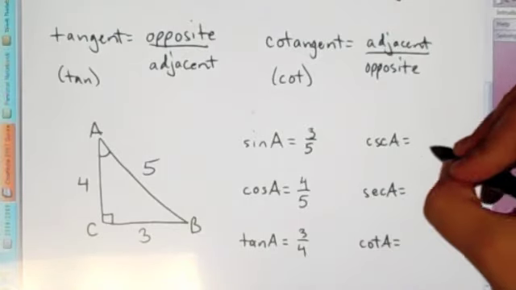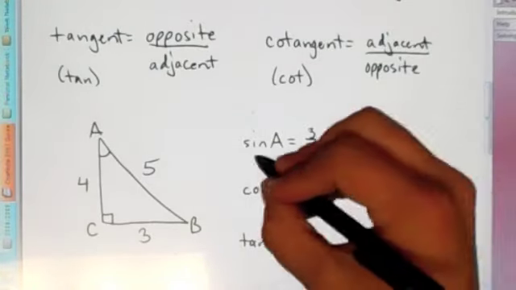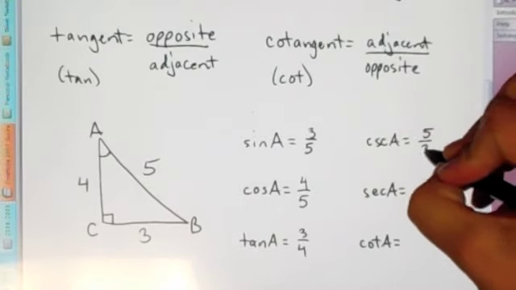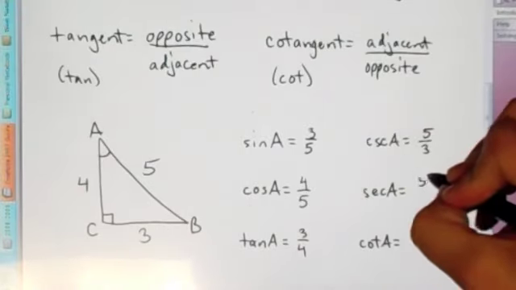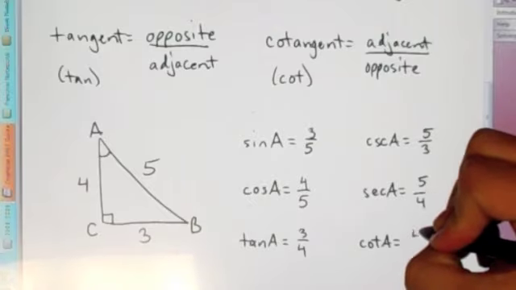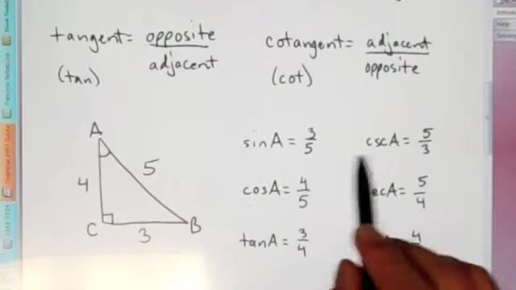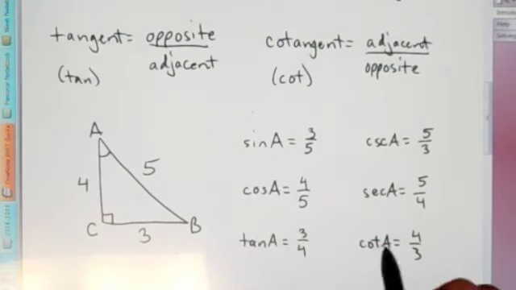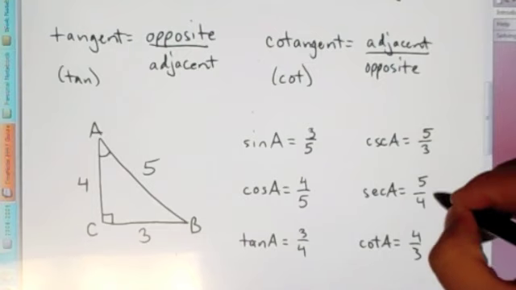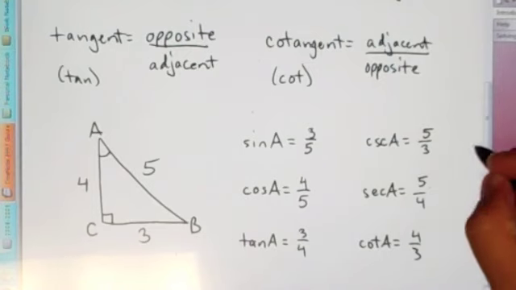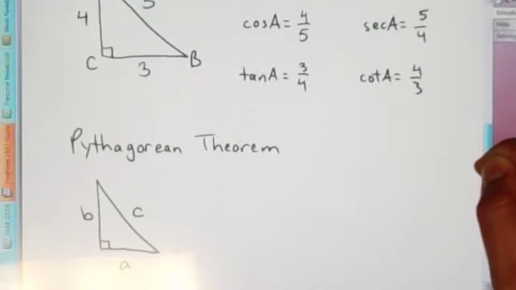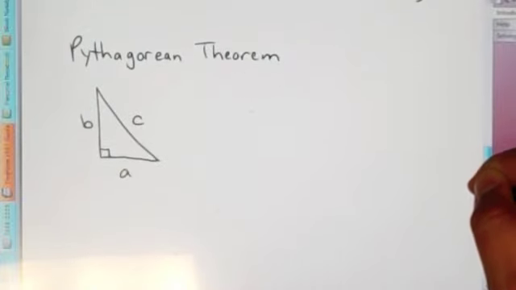Now to find the other 3 ratios, again, cosecant is sine flipped, so hypotenuse over opposite. So 5 over 3, this would be 5 over 4, and this would be 4 over 3. Again, cosecant, flip of sine, secant, flip of cosine, cotangent, flip of tangent, and there you have it. And always make sure to check if you can reduce. In this case, it's fully reduced, so we can leave it just like that. Alright, the next one, we're going to have to use the Pythagorean theorem.